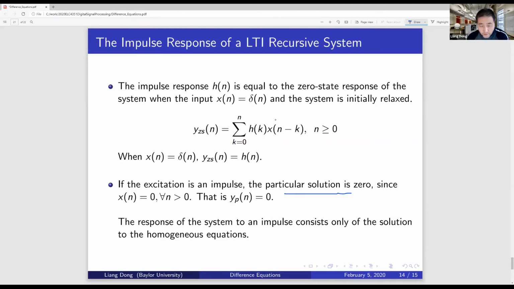Since for all n greater than 0, x of n is equal to 0, we don't have any particular solution. So indeed, the response of the system to an impulse consists only of the solution of the homogeneous equation. It is only determined by Hn. Okay, and this is, as we've seen before, this impulse response.